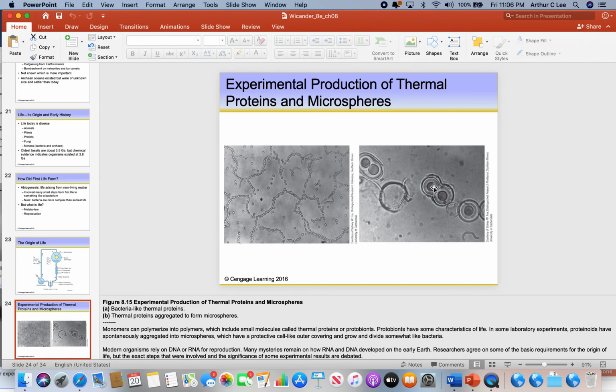But remember, life must be able to metabolize as well. These are not living things. They do not have cell structure. They do not consume food or make food. So they're not living things. He tried to get these proteinoids to run other experiments to make proteins. He was not successful.